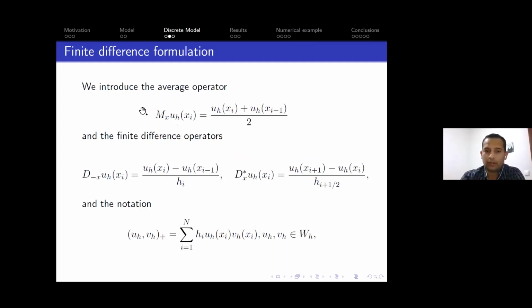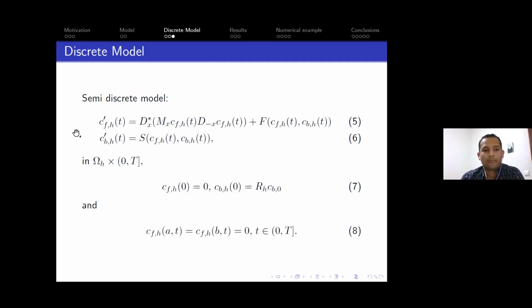And some usual finite difference operators, like the average operator, that we are going to use for defining our discrete model that we can see in the next slide. So we define our numerical solutions as the discrete functions satisfying this system. Here we are considering the time as continuous.